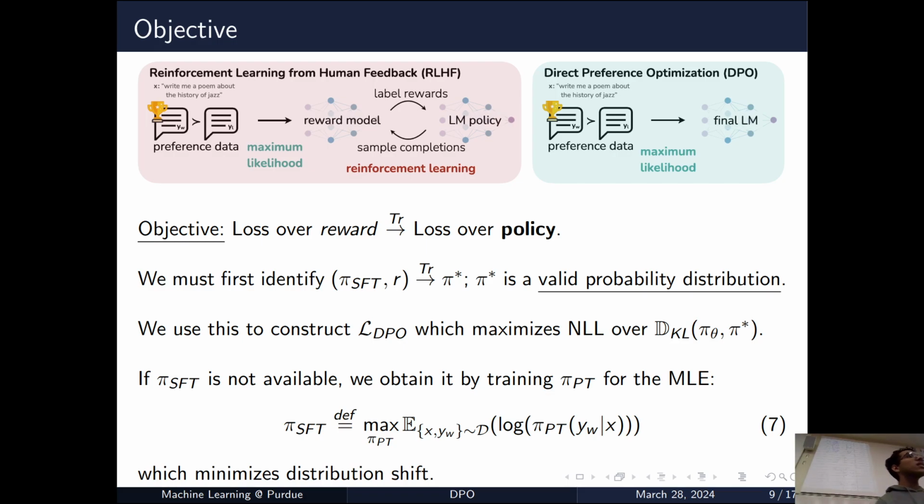So we are basically bypassing this reward function by creating a new ideal probability distribution as a function of the optimal reward and the original supervised fine-tuned model. If we are able to create this new probability distribution, we don't really have to care about this reward model, because we already have embedded the reward function as part of the update to the probability distribution.